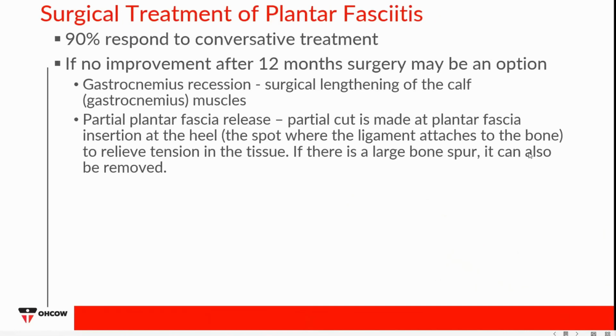The next one is surgical treatment. Usually after 12 months, you're stuck with the patient. You've tried the conservative management, you corrected the gait, you've done the footwear, you've tried cortisone, you've tried other injections, you've tried various anti-inflammatories, you have modified the activities, and you're stuck. You may want to refer them to a surgeon.